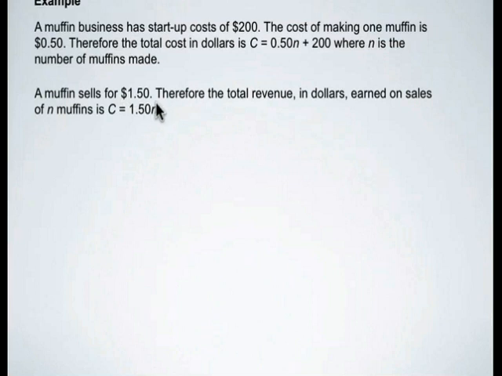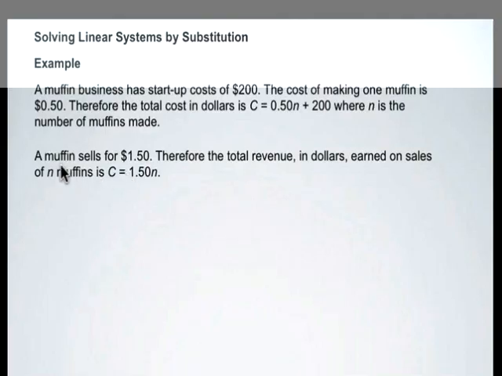Now, a muffin sells for $1.50. Therefore, the total revenue in dollars that you earn on sales of n muffins is R equals 1.50 times n. So if you sold 10 muffins, then you would have a total revenue of $15, which means that you would have lost money if it cost you $205 to make the muffins.